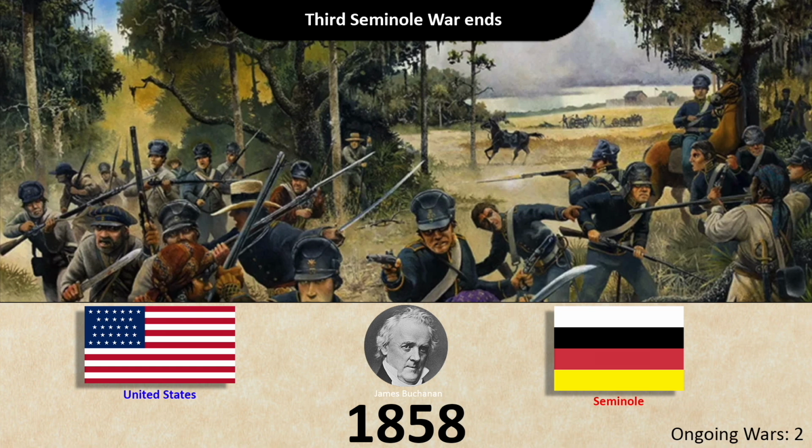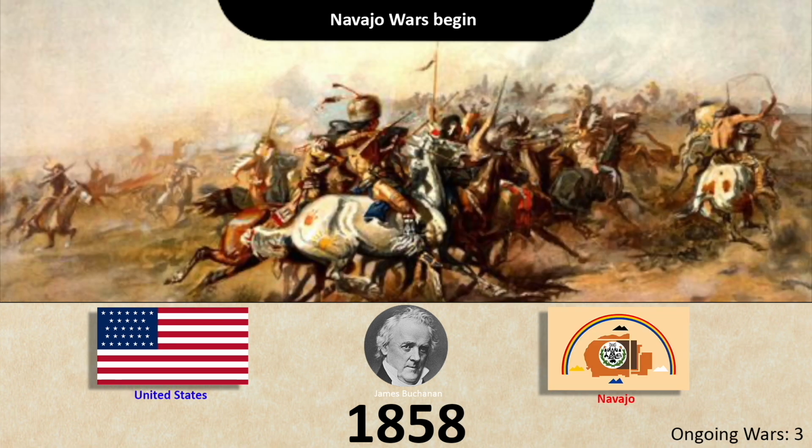However, it was estimated that about 200 to 500 Seminoles still refused to leave and would live in the deep Everglades and Big Cypress Swamp, and apparently weren't bothered by American settlers as the land did not seem suitable to live in. That same year, in 1858, the Navajo Wars would begin.